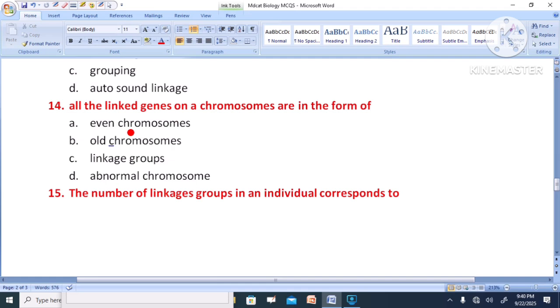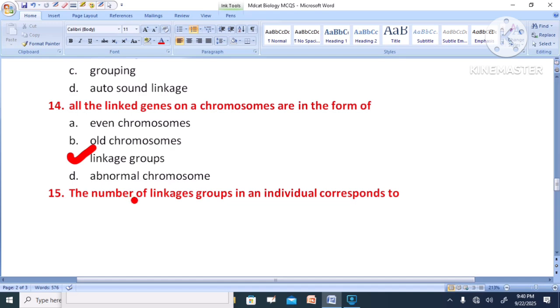So the next question is, all the genes on a chromosome are in the form of option A, even chromosome, option B, odd chromosome, option C, linkage chromosome, option D, abnormal chromosomes. So the right answer is option C, linkage group or linked group.